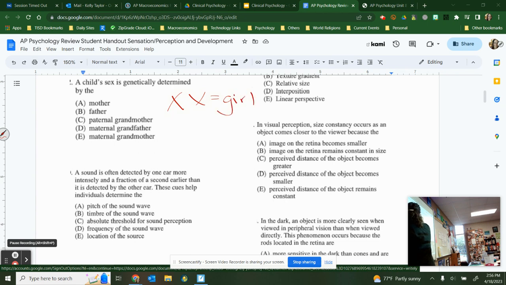Woman. This is a girl. X, Y is a boy. Okay, who brings the X or the Y? Papa. So Papa determines the sex. Yes, Papa. And no, it's not like one testicle has only X and one testicle has only Y.